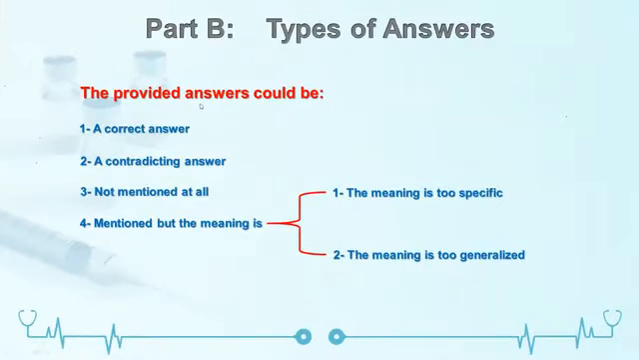The provided answers could be a correct answer, or a contradicting answer, or not mentioned at all, or mentioned but the meaning is too specific or too generalized. And both of these choices are wrong, incorrect. So this is the only correct answer. Contradicting, this is wrong. Not mentioned, wrong. Mentioned but too specific or too generalized, also wrong.